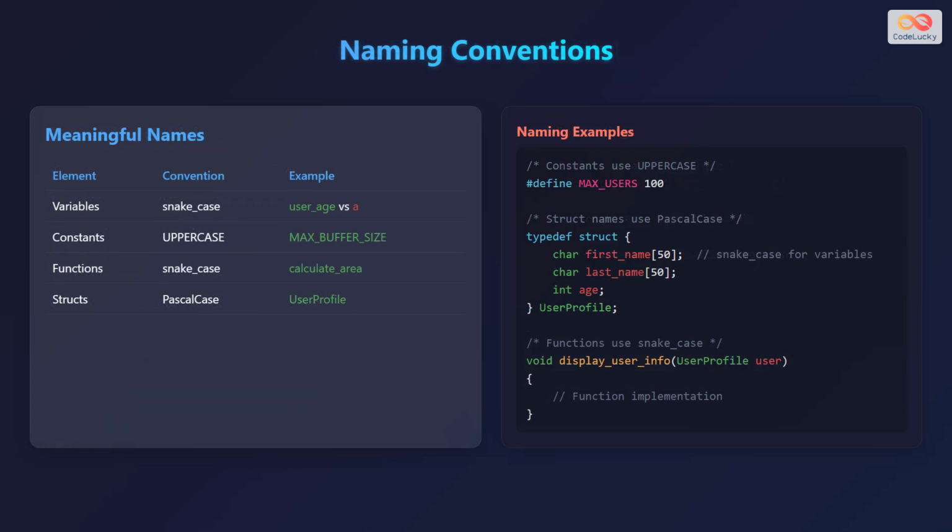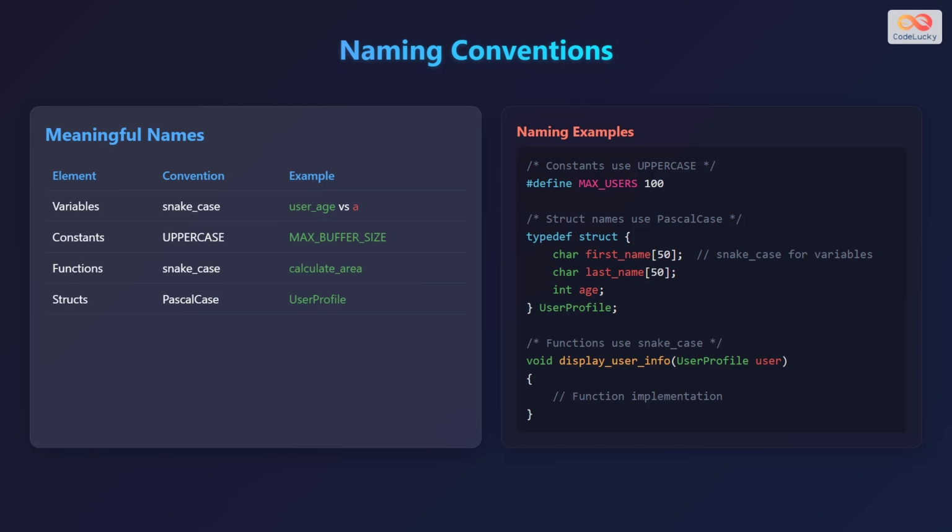Now let's discuss naming conventions. Choosing meaningful names for variables, functions, and other elements is crucial for code clarity. Variables should use snake case, which means words are separated by underscores, such as user_age. This makes variable names more readable.